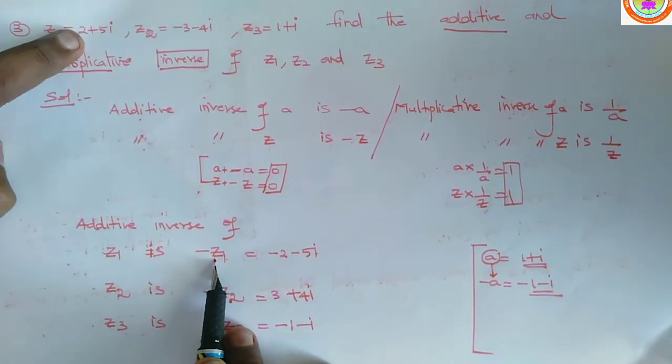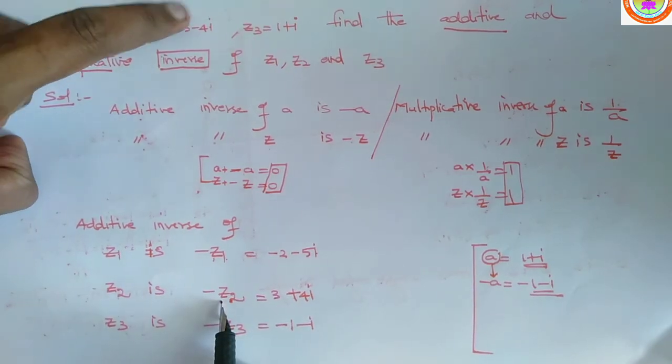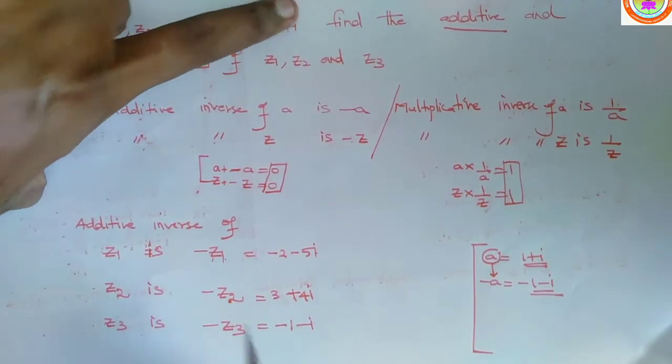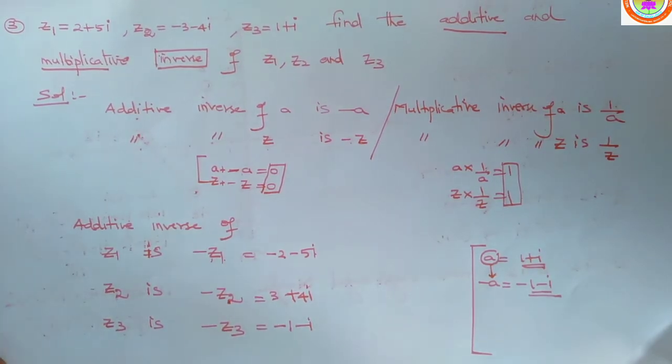So minus z1 is minus 2 minus 5i. Minus z2 is plus 3 plus 4i. Minus z3 is minus 1 minus i. This is the additive inverse of z1, z2 and z3. Next we are going to find the multiplicative inverse.